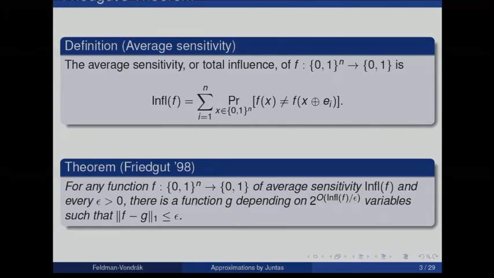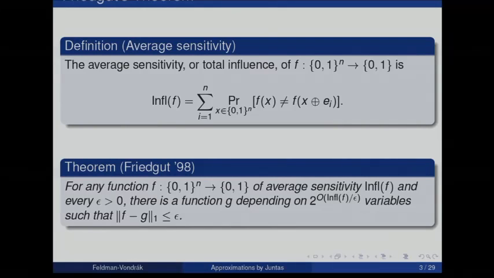So right off, let me state Friedgut's theorem, which is a fundamental theorem in this area. That's a statement for Boolean functions. Friedgut's theorem says that if you have a Boolean function of small average sensitivity, or equivalently total influence, where, as probably most people here know, average sensitivity is measured by taking a random point and flipping a random bit and checking how often the value changes.